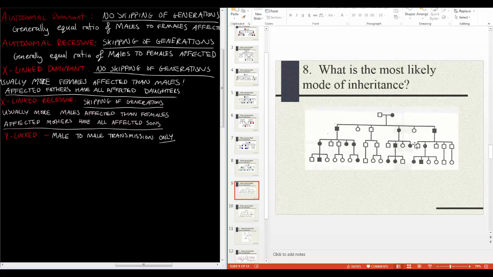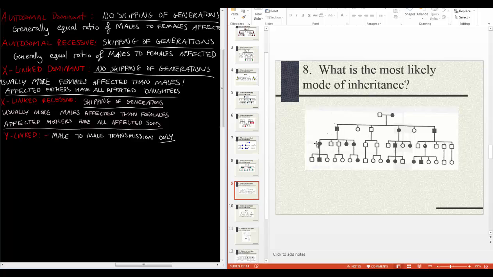So what do we notice? It's a dominant trait appearing in every generation. 1, 2, 3, 4, 5, 6, 7, 8, 9, 10, 11 affected females. 1, 2, 3, 4, 5 affected males. Way more females affected. So it's hinting towards X-linked dominant right here. More females affected than males. No skipping of generations, and affected fathers have all affected daughters.